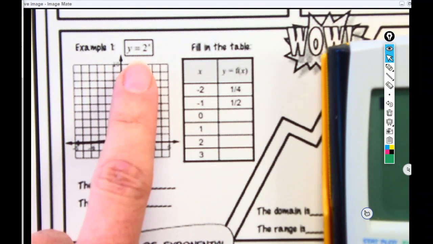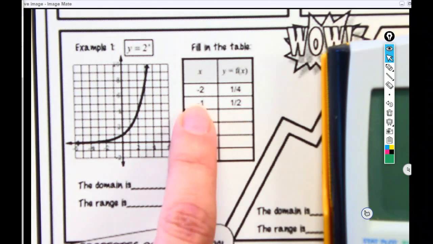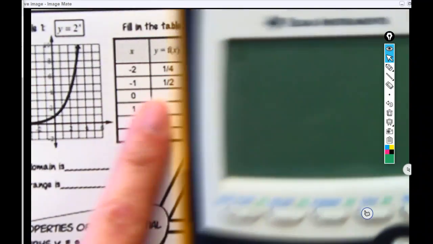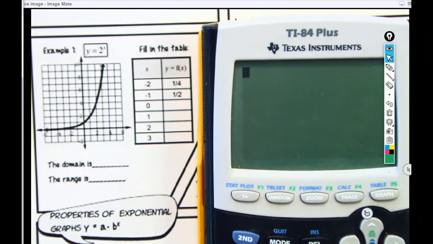So they already figured out 2 raised to the -1. How are they getting fractions? Well, let's look at it. If I do 2 raised to the -2, what does it give me? 0.25. If I want to see it as a fraction, I go math, enter, enter. There's that 1/4.